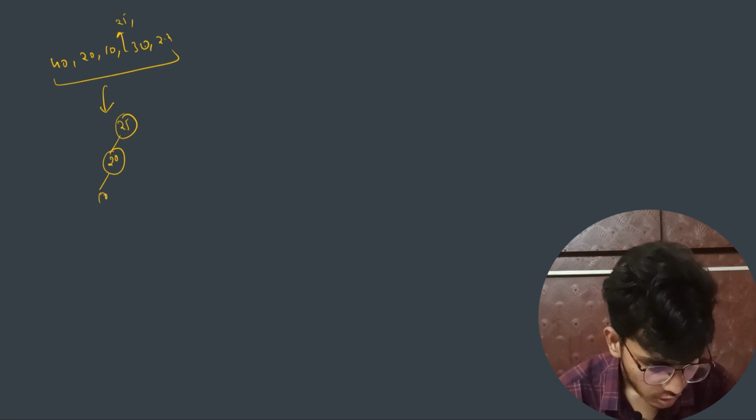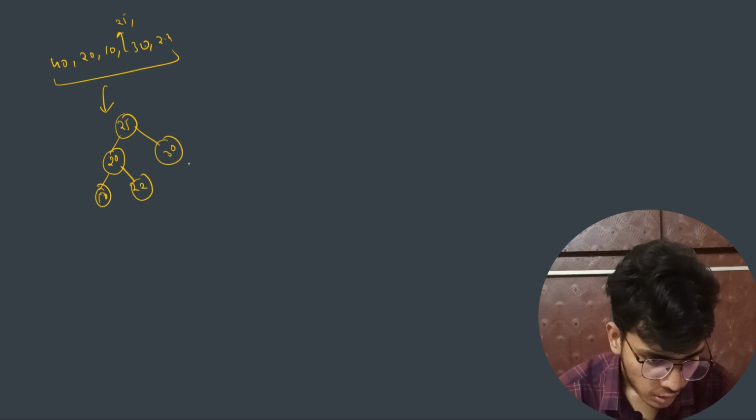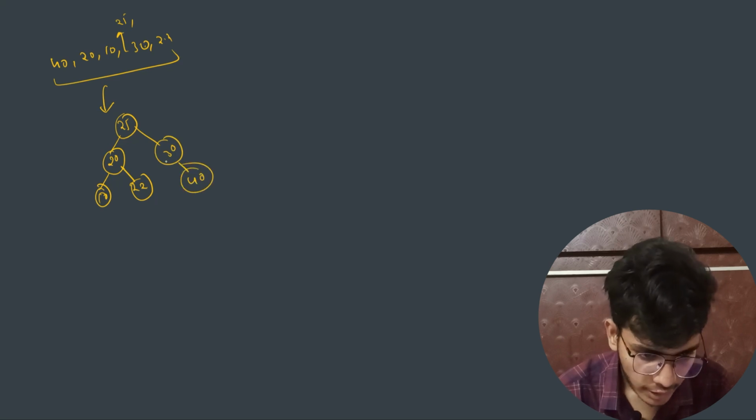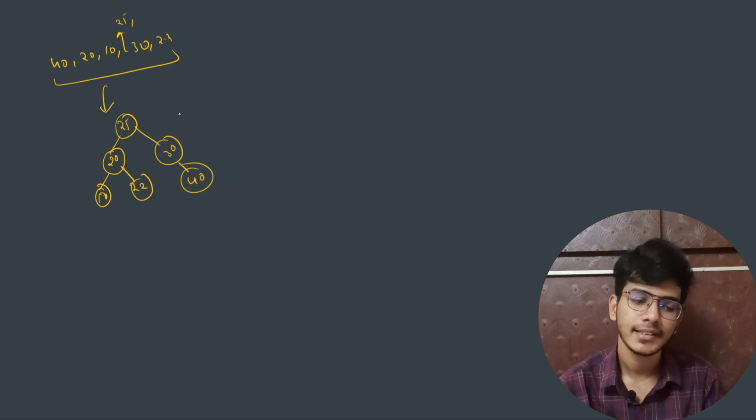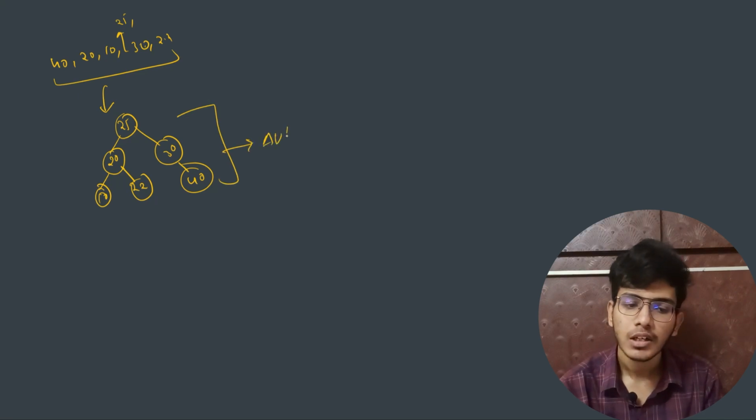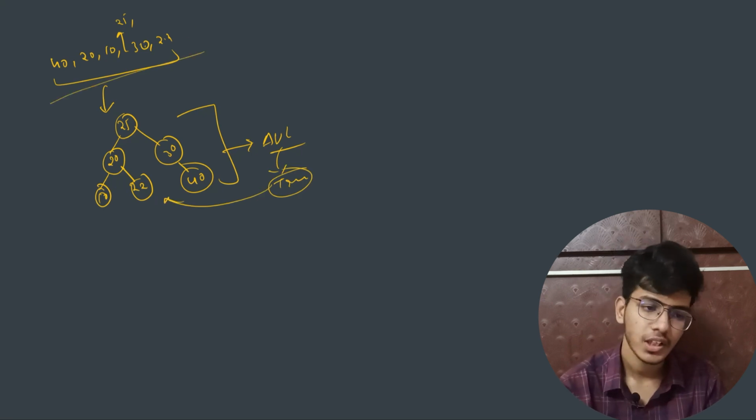20, 10, 22, 30, 40. So this is what finally I will get. This is what my AVL tree will give me. This is what my AVL tree is. AVL tree will give me this structure, the final structure for this whole set of nodes.